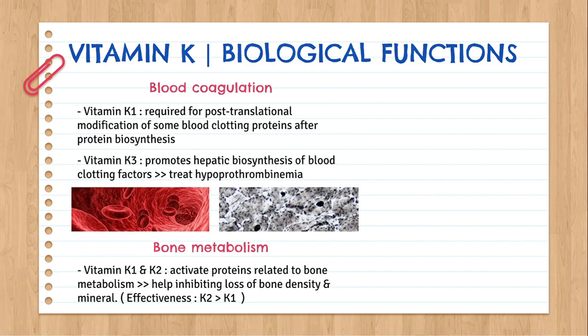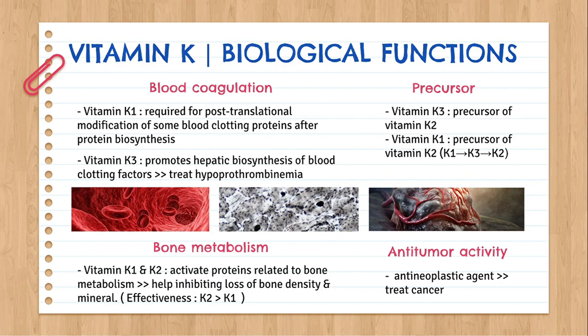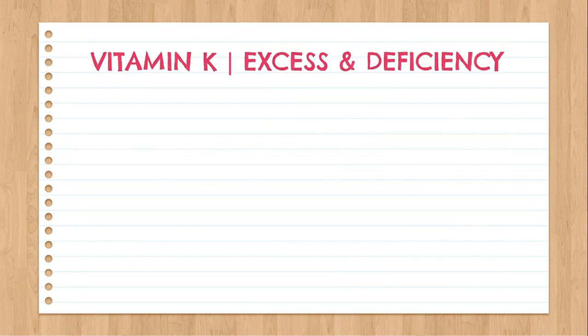Vitamin K3 acts as the precursor to be converted into menaquinone in the liver. Vitamin K1 can also be converted into vitamin K2 by first cleaving the isoprenoid side chain to yield K3, which is then used to synthesize vitamin K2. Apart from that, several studies suggest that vitamin K2 is an antineoplastic agent which can be used for anti-tumor activity in treatment of cancer. Next, excess of vitamin K caused by diet intake is rare.